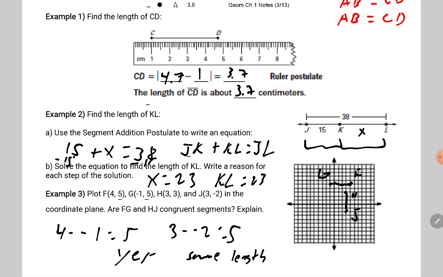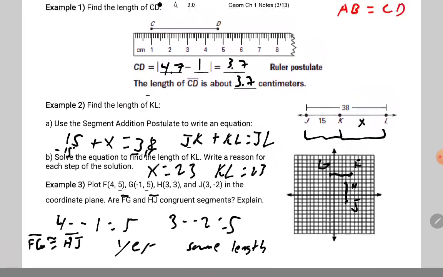That means FG is congruent to HJ. And don't forget the bars. It means they're segments. Alright, let's move on.